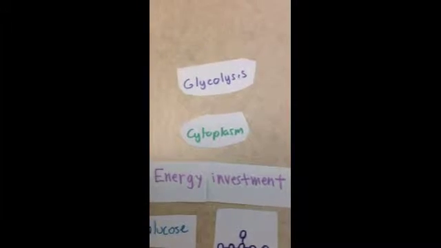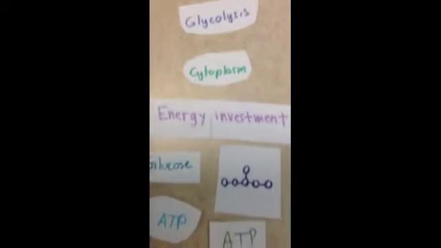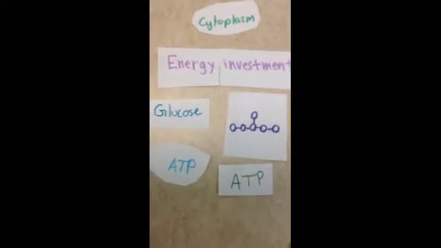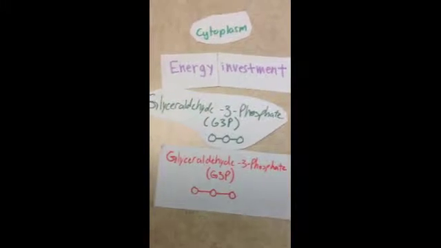This is the first phase of glycolysis, the energy investment phase. It's called the energy investment phase because glucose, a 6-carbon molecule, uses 2 ATPs to be broken down into 2 G3Ps, which are 3-carbon molecules.